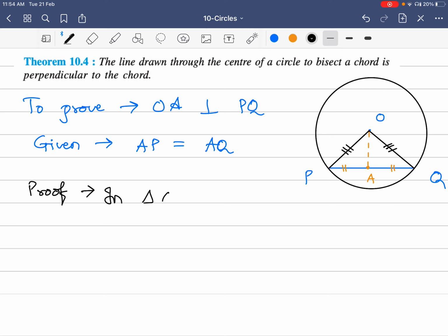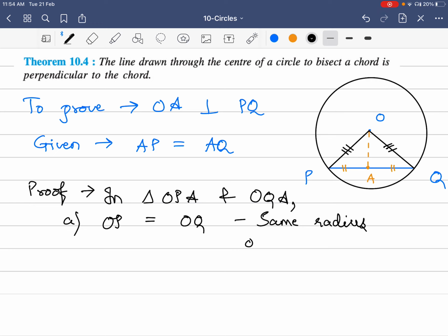So let's note it down. In triangle OPA and OQA, okay, first thing, OP is equal to OQ because they are radius of the same circle. So they are equal to each other. Then the second point is AP is equal to AQ. Why so? Because this is given. Okay. This is how the construction is done.